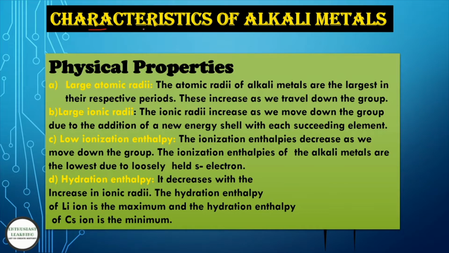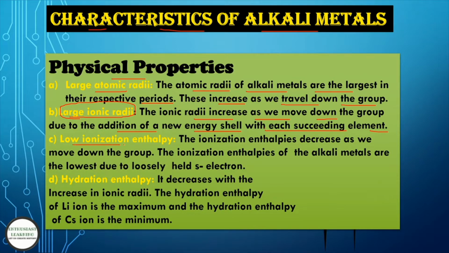Now we'll talk about characteristics of alkali metals. Physical properties. Large atomic radii. The atomic radii of alkali metals are the largest in their respective periods. These increase as we travel down the group. Large ionic radii. The ionic radii increase as we move down the group due to the addition of new energy shell with each succeeding element.